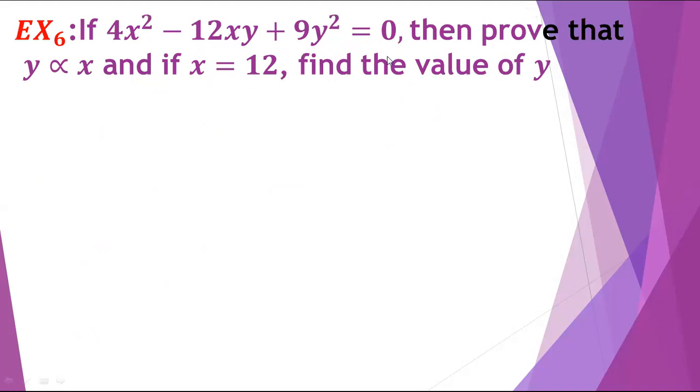Example 6. If 4x power 2 minus 12xy plus 9y power 2 equals 0, then prove that y varies as x. And if x equals 12, find the value of y. We stop at prove that y varies directly as x.